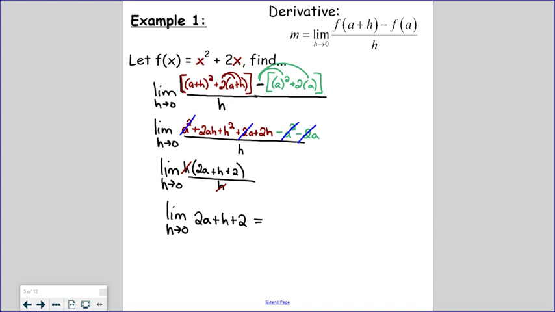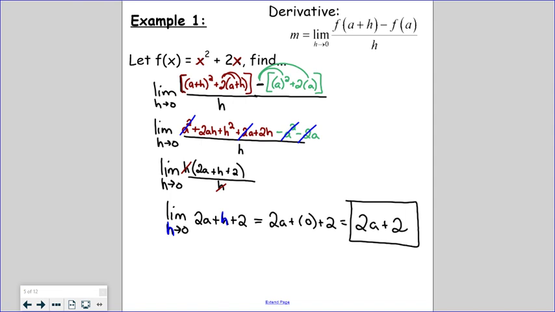And now I don't have a problem with my direct substitution. Now remember what we are directly subbing into. h is what's approaching 0. I have an h right here. That's where I direct sub in, right? So I would have 2a plus 0 plus 2, which would be 2a plus 2. What we just found is a generic derivative.